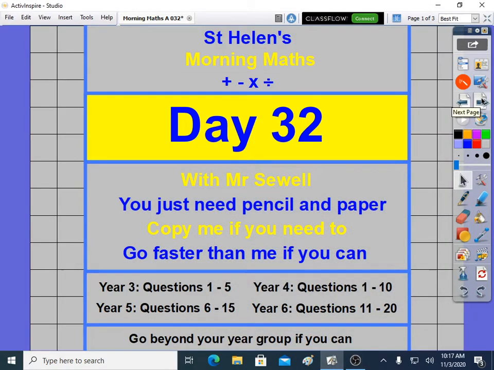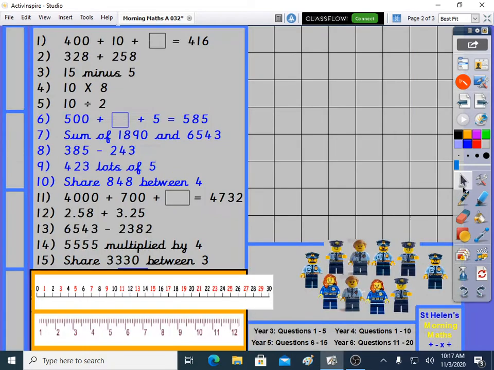We're on day 32. You just need pencil and paper. Copy me if you need to, go faster than me if you can. Year 3 level, question 1. Let's go. Let's copy the question.